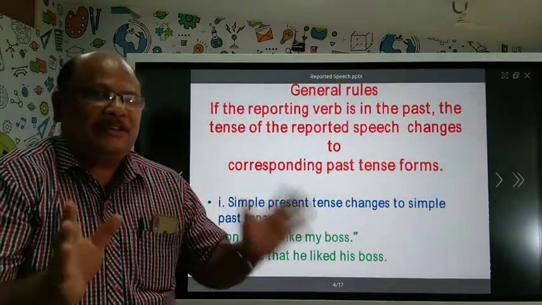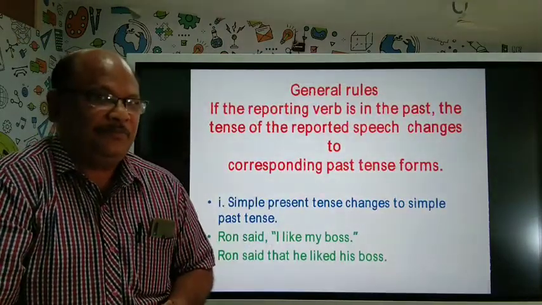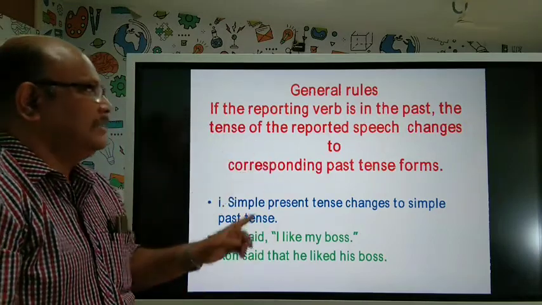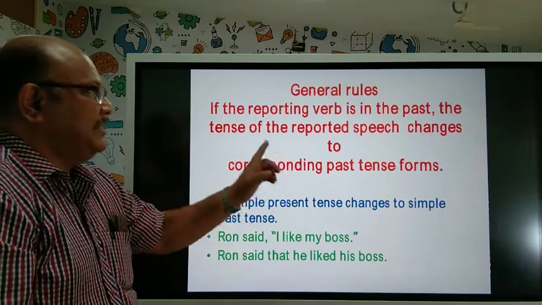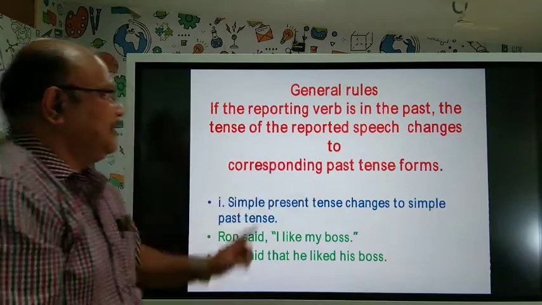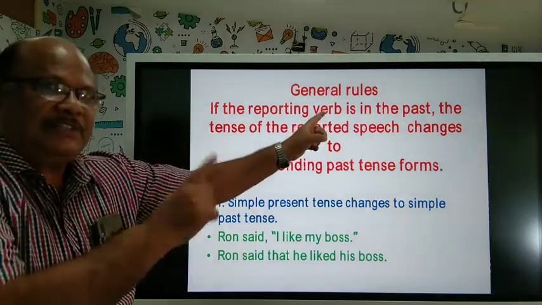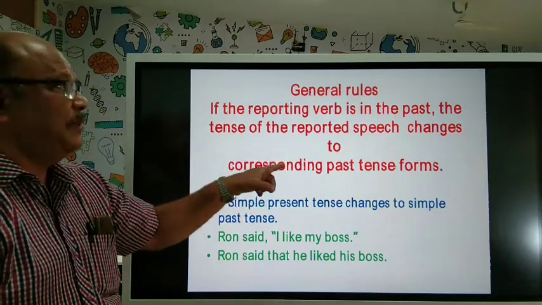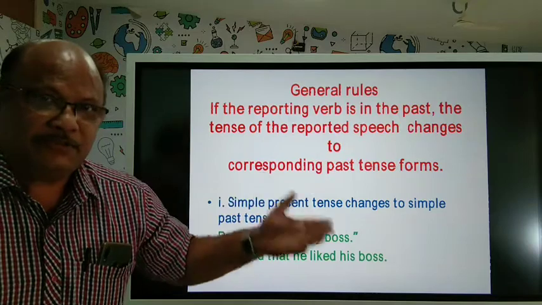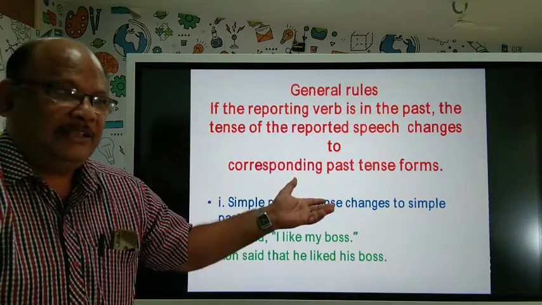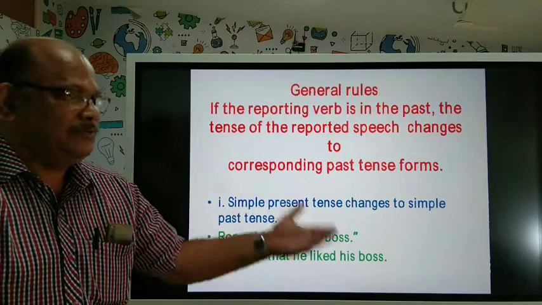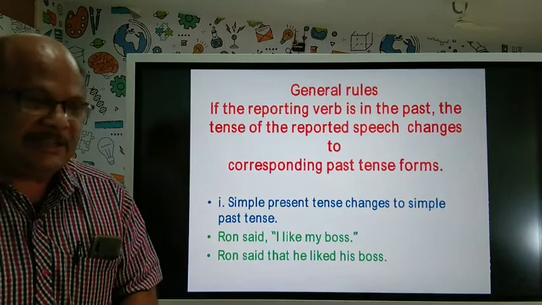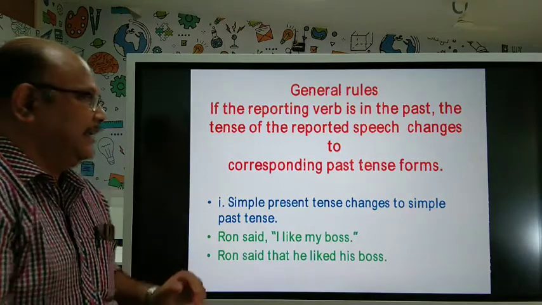Now we are going to study the general rules governing reported speech. If the reporting verb is in the past, the tense of the reported speech changes to the corresponding past tense. Now the reporting verb, what it is, we saw in the previous slide. If that is in the past tense, then the tense of the reported speech, we know what reported speech is, will change into the corresponding past tense. Now what is the corresponding past tense? One by one we are going to study.